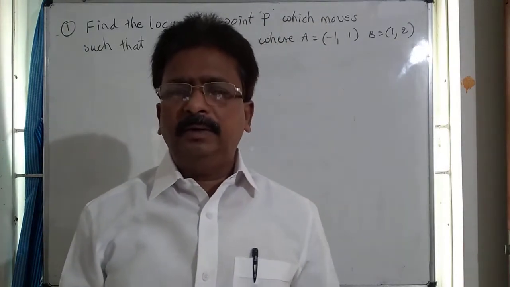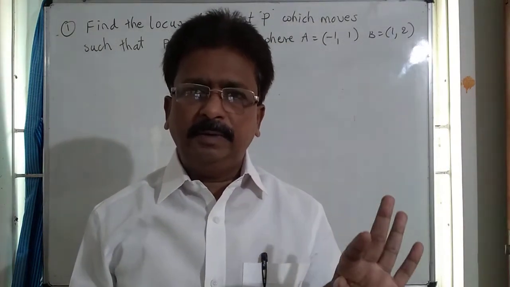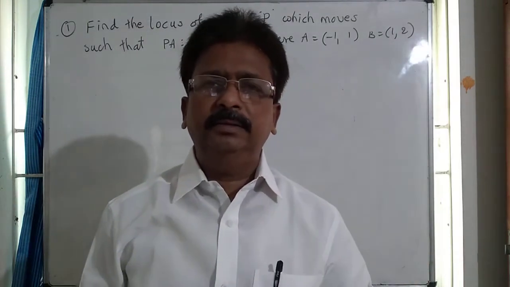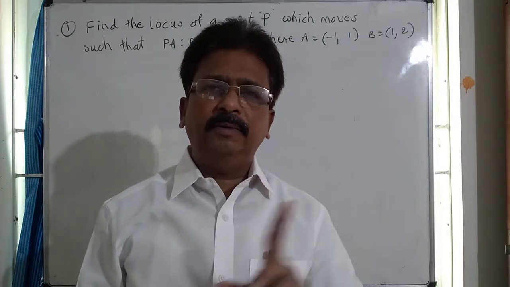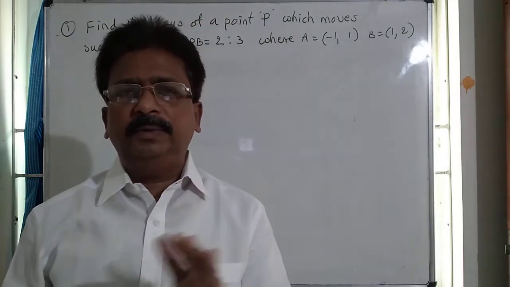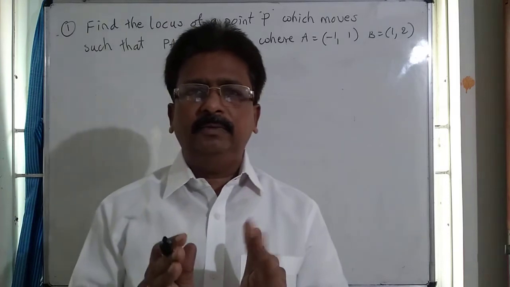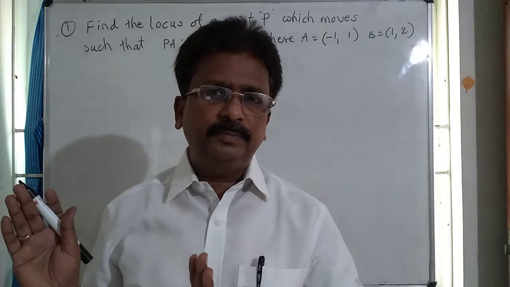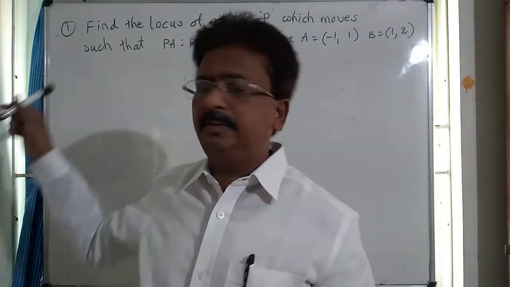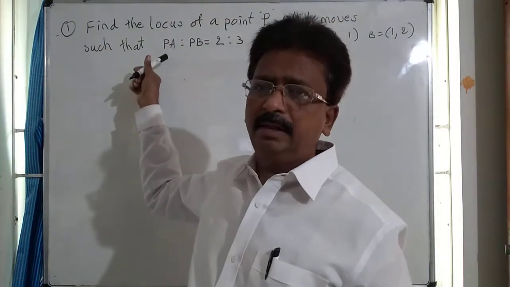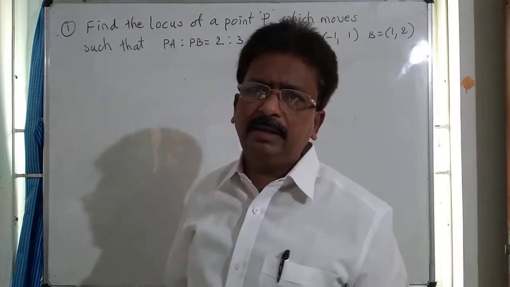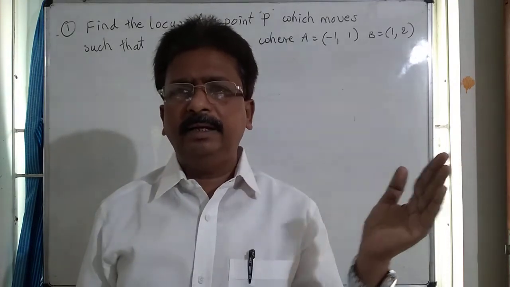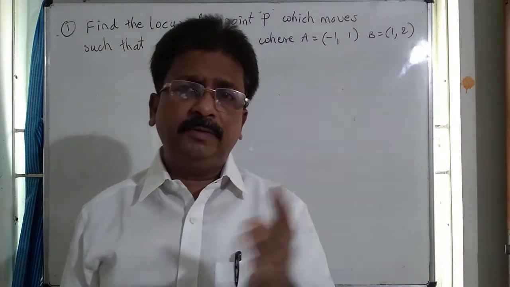The equation of the locus and the locus of the point, both are the same. So we have to find an algebraic equation consisting of the x and y variables. Now to find the locus of any point, we should have the condition. Is the condition given or not? Yes, the condition is directly given to you as a mathematical equation. PA is to PB is equal to 2:3. PA means the distance between P and A, and PB means the distance between P and B.